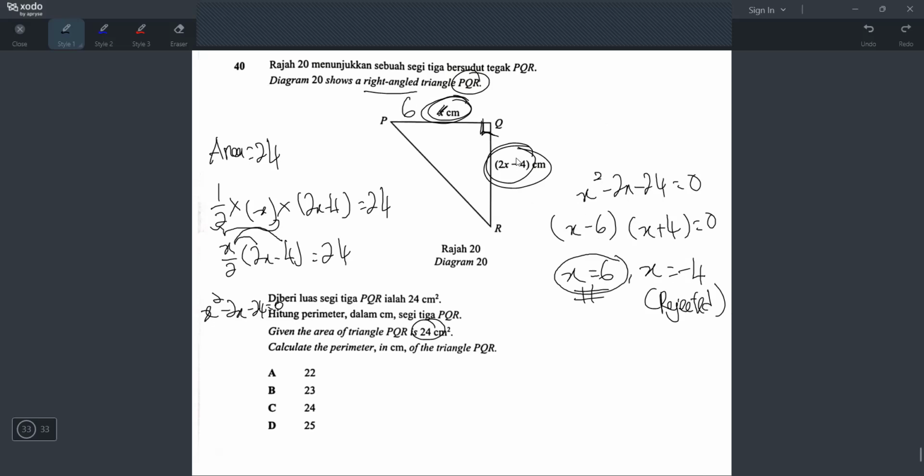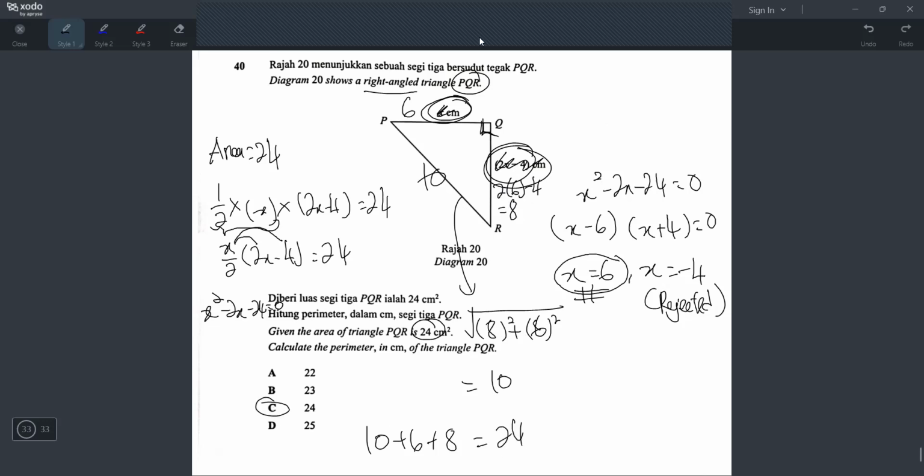So if this is 6, then what is the panjang here? 2 times 6 minus 4 because X is 6, right? And what is 2 times 6? 12 minus 4 is 8. And if this is 6, this is 8, you can find PR by using Pythagoras theorem because this is a right angle triangle. How to use Pythagoras theorem? Square root, bracket square, this is 8, this is 6. Okay, you are taking plus or minus. Since you are finding the longer side, the hypotenuse, you should plus. And if you press this, you will get 10. Because 8 square plus 6 square is 100. Square root 100 is 10. So this is 10. So the perimeter will be 10 plus 6 plus 8, which is equals to 24. The answer is C. Okay, hope you understand.